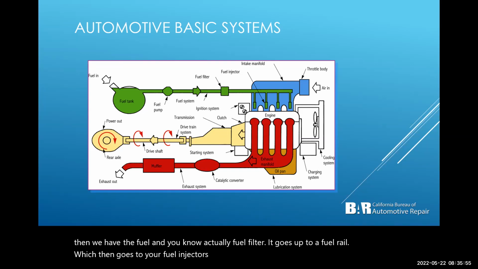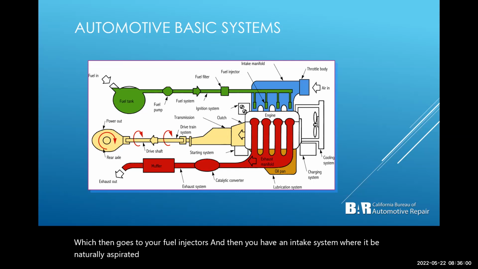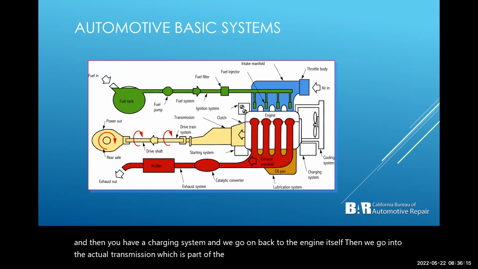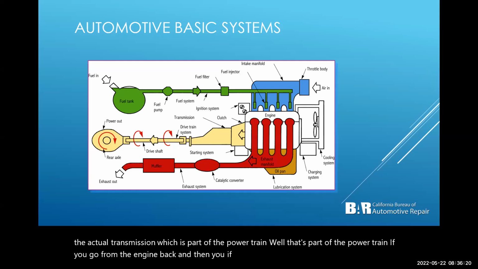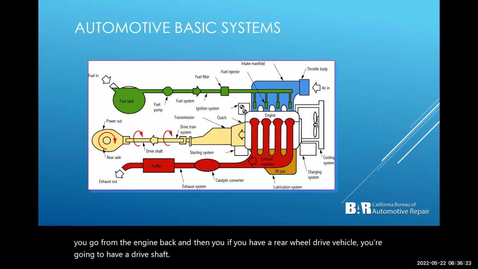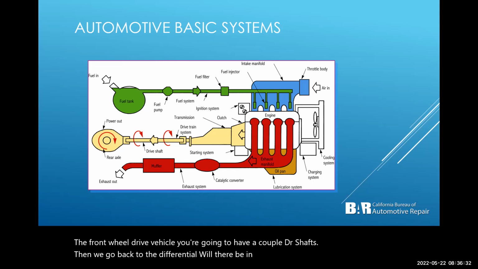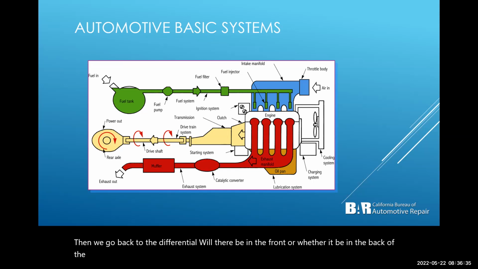And then you have an intake system, where it be naturally aspirated or a forced induction type system. Then you have your cooling system, and then you have a charging system. And we go on back to the engine itself. Then we go into the actual transmission, which is part of the powertrain. Well, all of it's part of the powertrain, if you go from the engine back. If you have a rear-wheel drive vehicle, you're going to have a drive shaft. If you have a four-wheel drive vehicle, you're going to have a couple of drive shafts. Then we go back to the differential, whether it be in the front or in the back of the vehicle. And then we come on down to the exhaust system.